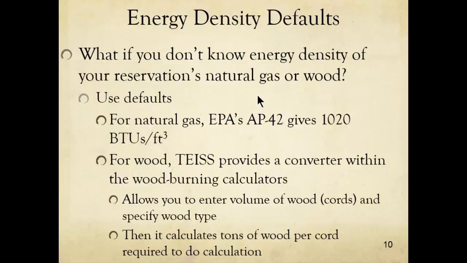So in this area, as well as other areas, we have what other people have done to go by. There are defaults. For example, for natural gas, EPA's AP-42 gives a default of 1,020 British thermal units per cubic foot. For wood, there is a converter within the wood burning calculator, so you can enter the volume of wood, which for some reason is usually in cords, and specify the wood type. Then it calculates the tons of wood per cord required to do the calculation.